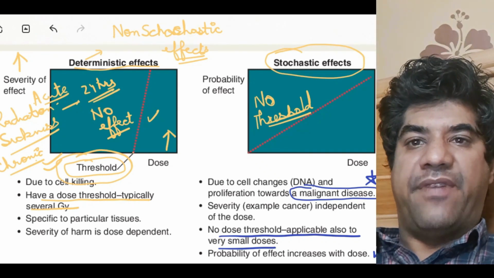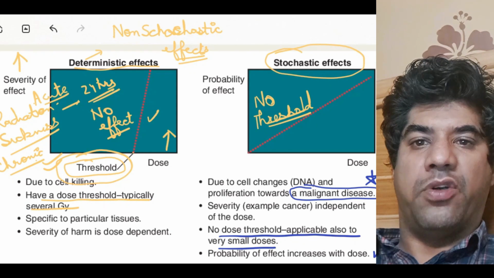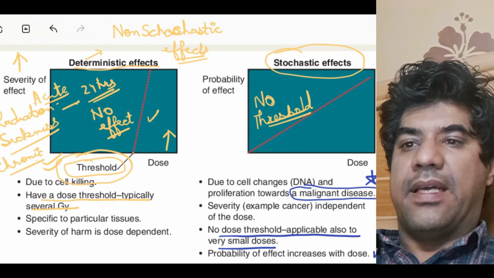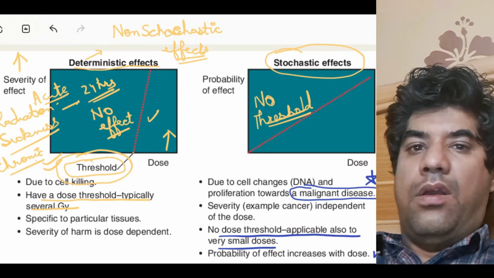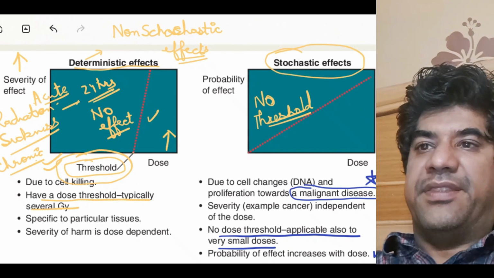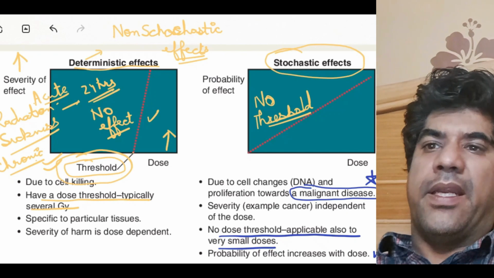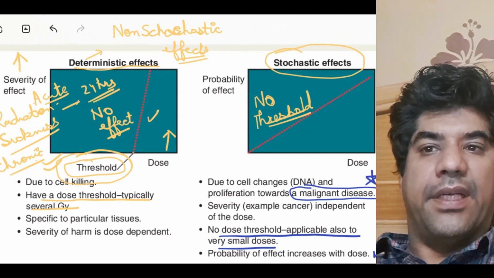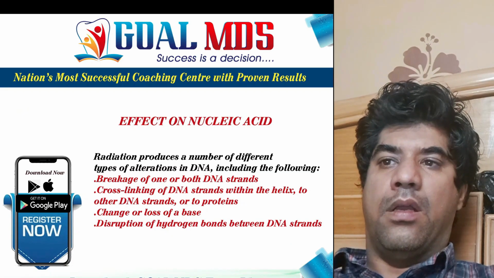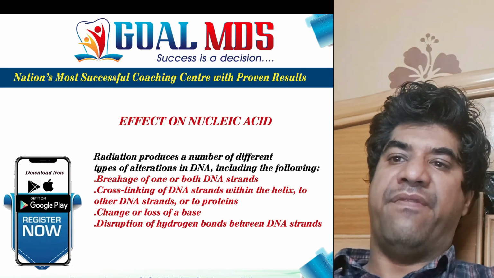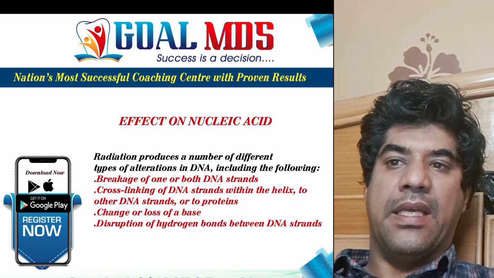Whereas the deterministic effect examples are xerostomia, osteoradionecrosis, cataract, etc. Now let us discuss the changes in the biological molecules. So what can radiation do to the nucleic acid? The radiation produces a number of different types of alteration in the DNA.